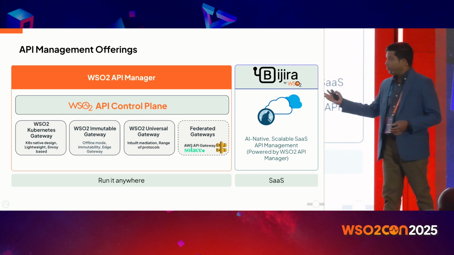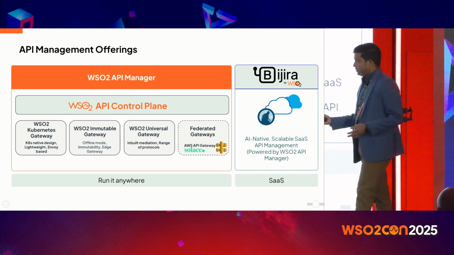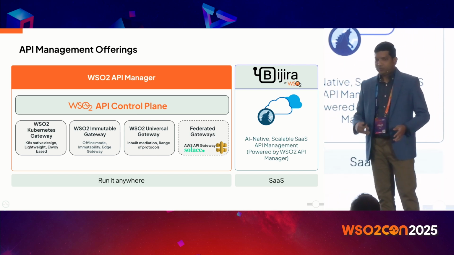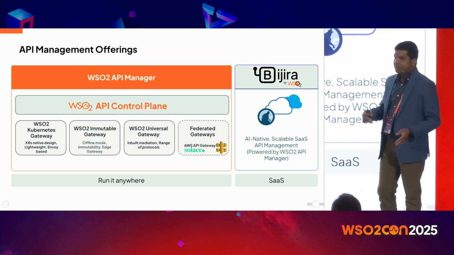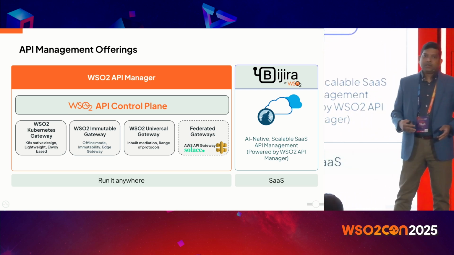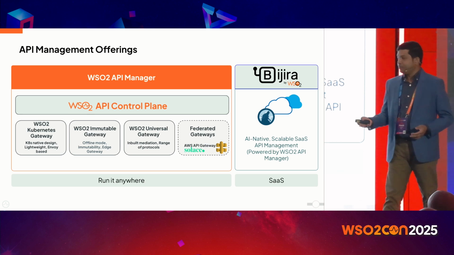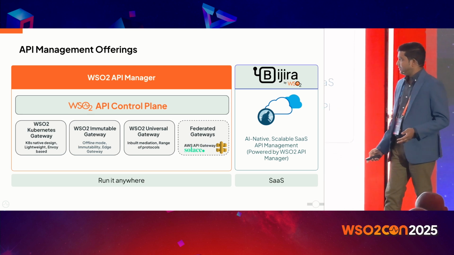If you look at WSO2 API Manager, you can run it anywhere, including Kubernetes, VMs, or any deployment options that are available. You can run it anywhere.